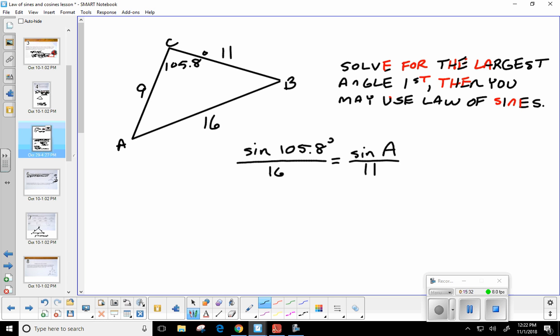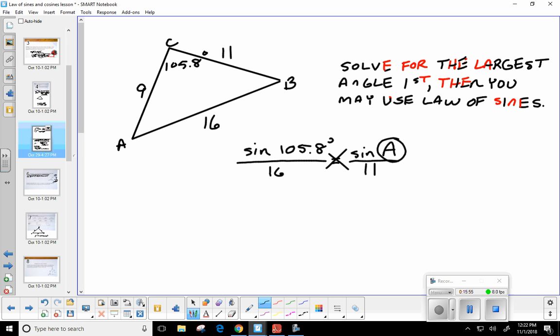So let me ask you a question here. Will I be taking the inverse? Yes. How do I know? Because what am I looking for? Remember, if you're looking for an angle measure, you're going to be taking the inverse. If you're just looking for a side length, no inverse. Okay, well, how do I solve a proportion? Yeah, you're still going to cross multiply.